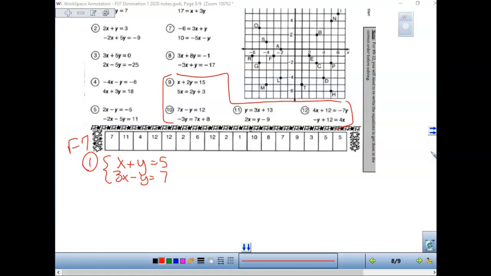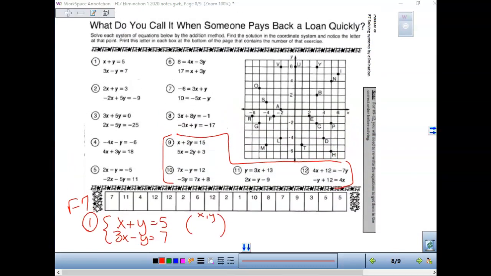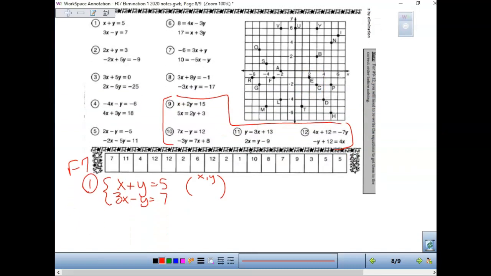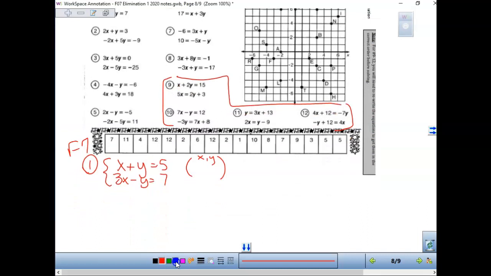It's making sense. So at this point, next thing I'm going to do is back here, I'm going to put my answer. It's an xy. What it tells you on here is that you are going to solve the problem. And when you solve it using elimination, you're going to find one of these points for your answer. And wherever that point happens to be, and we'll do number 1, then you're going to put down that letter. Okay? So I start adding in number 1.